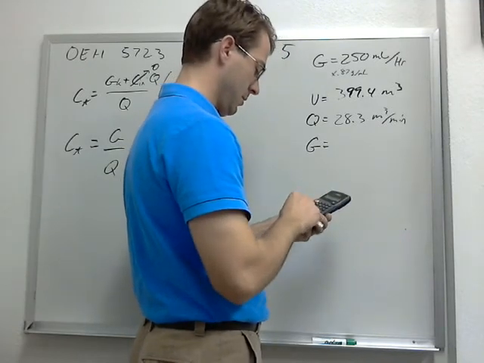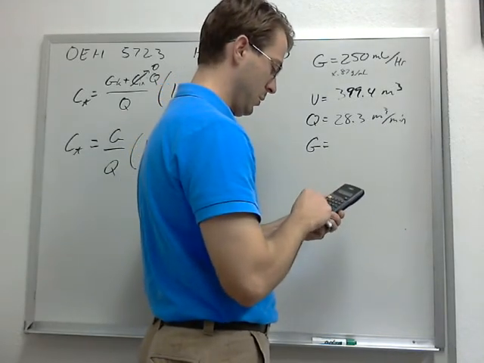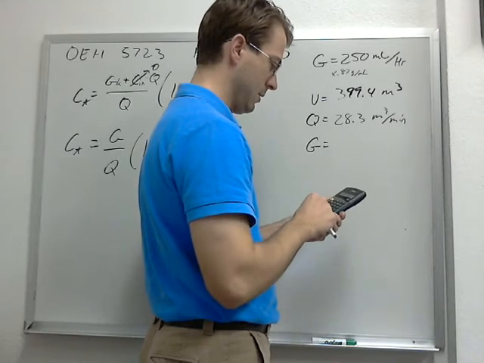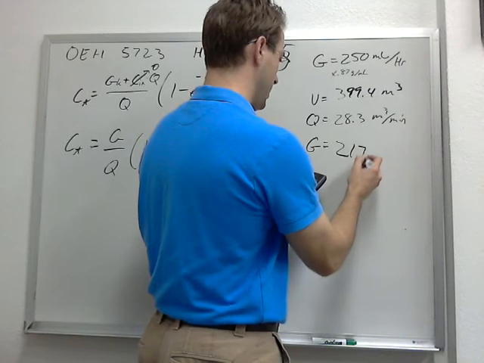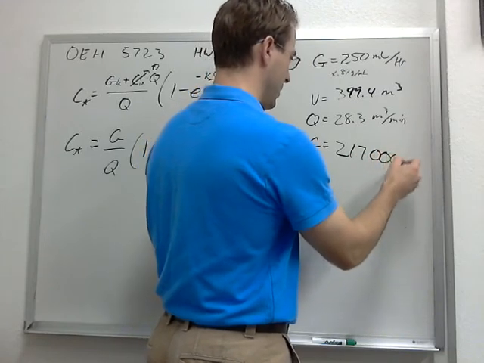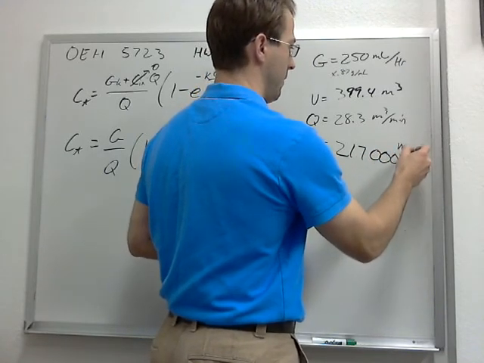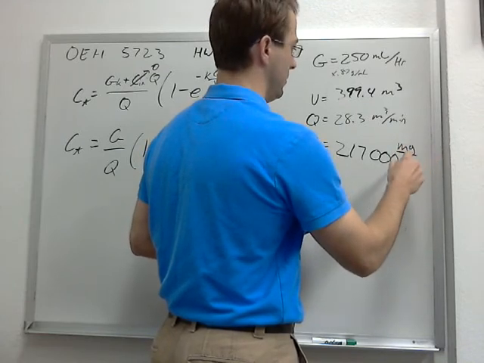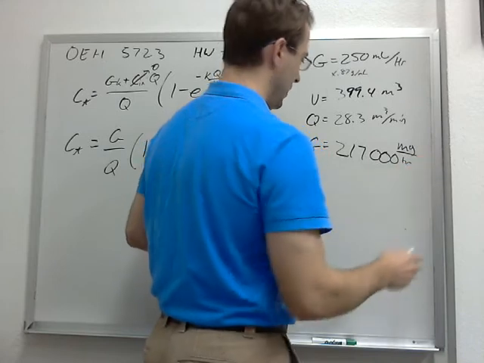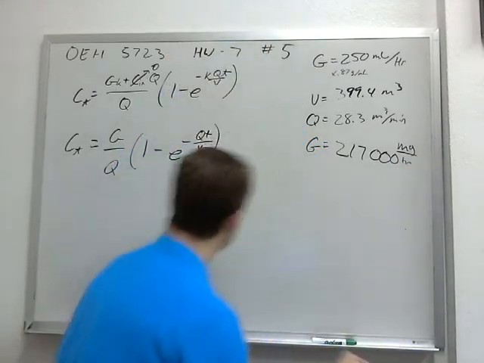Something is not doing right here. 250 times 0.87. There we go. And so 21,700 milligrams per hour. And then we want, so I should just do this right here.